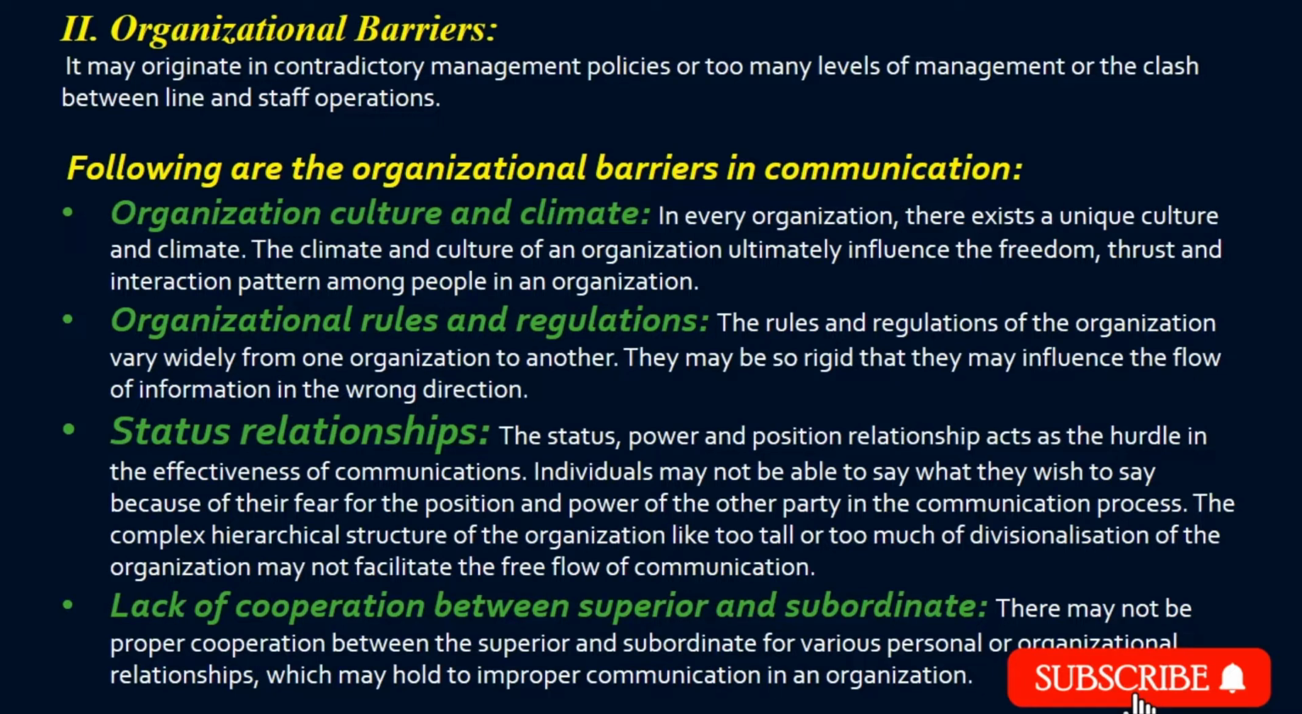And now we are going to see the organizational barrier. This is the second barrier, and this most probably takes place in the organization. What are these barriers we are going to see now? The first one, organization culture and climate. In each and every organization, there exists a unique culture and climate. The climate and culture of an organization ultimately influence the freedom, trust, and interaction pattern among people in an organization.